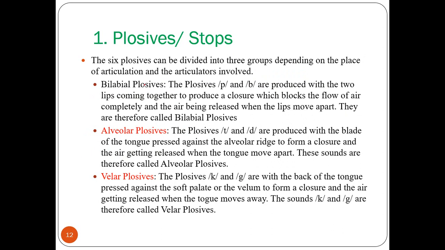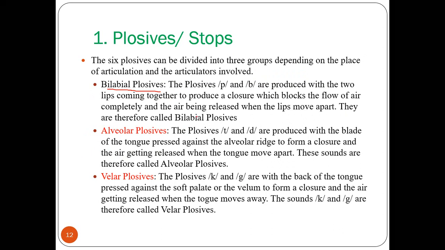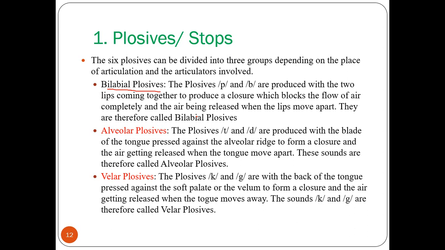So let's try to understand the first one, bilabial plosives. The plosives p and b are produced with 2 lips coming together to produce a closure, which blocks the flow of air completely, and the air is released when the lips move apart. They are therefore known as bilabial plosives. That's the description. You could call them bilabial plosives. I can give you another way to describe each one of the consonants here.